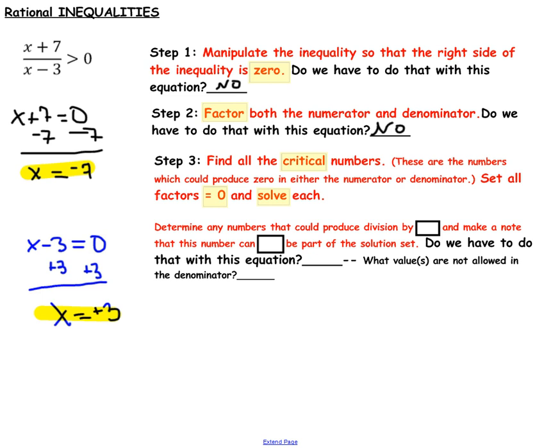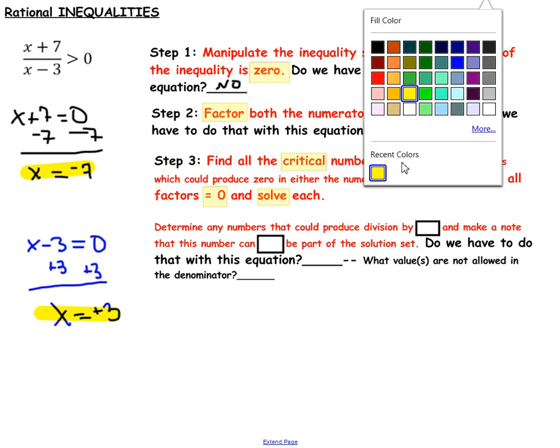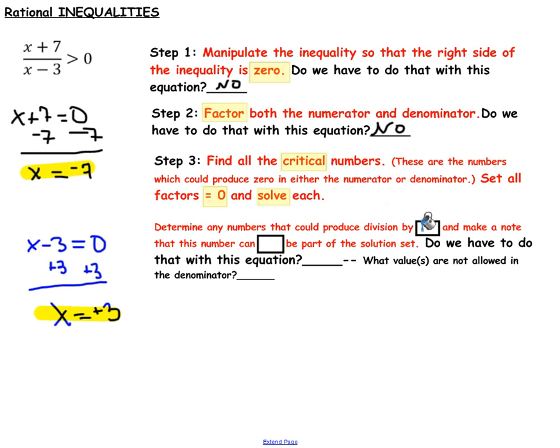Right? And determine any numbers that can produce division by 0 and make a note of this number, because I can't have it in my solution set. And remember, we're talking about inequalities, so that means we have a solution set. Okay? Does this happen with this equation? Yes, it does. And it's my blue 3, +3.